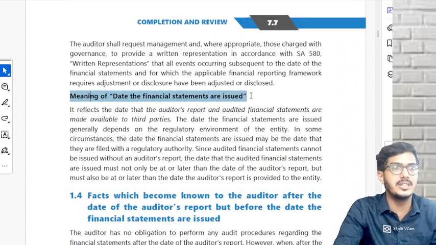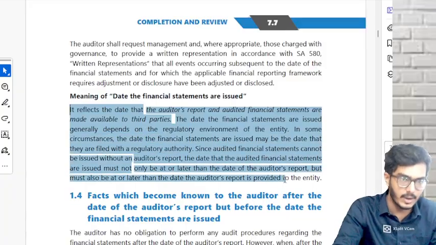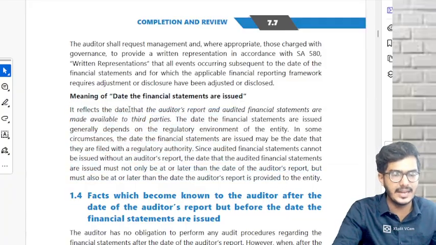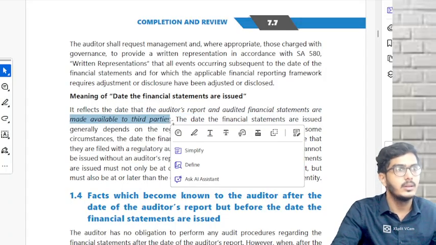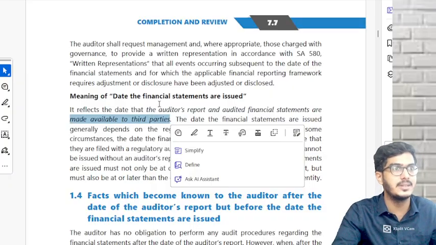Meaning of date of financial statements issued. It is a question you are supposed to mug up and mark. It is very simple. Line number 1: it is the date on which the financial statements are made available to third parties. That is called the date the financial statements are issued.